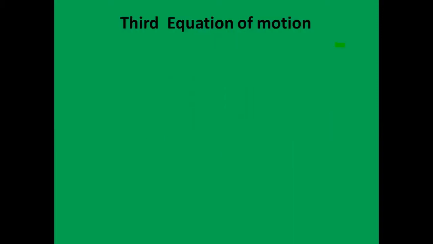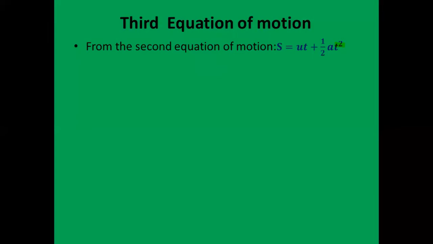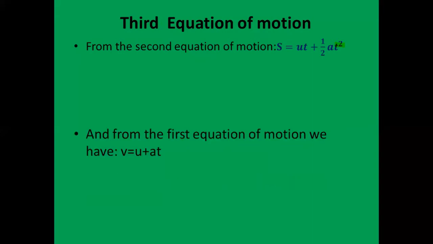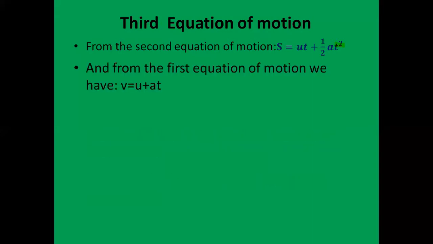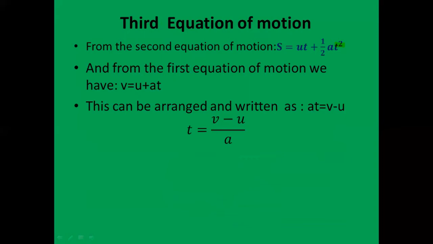Let's derive the third equation of motion. For that, from the second equation of motion, we have s is equal to ut plus half at square. And from the first equation of motion, we have v is equal to u plus at. This can be arranged and written as at is equal to v minus u. So we derive an equation for t from the first equation of motion, that is t is equal to (v minus u) by a.